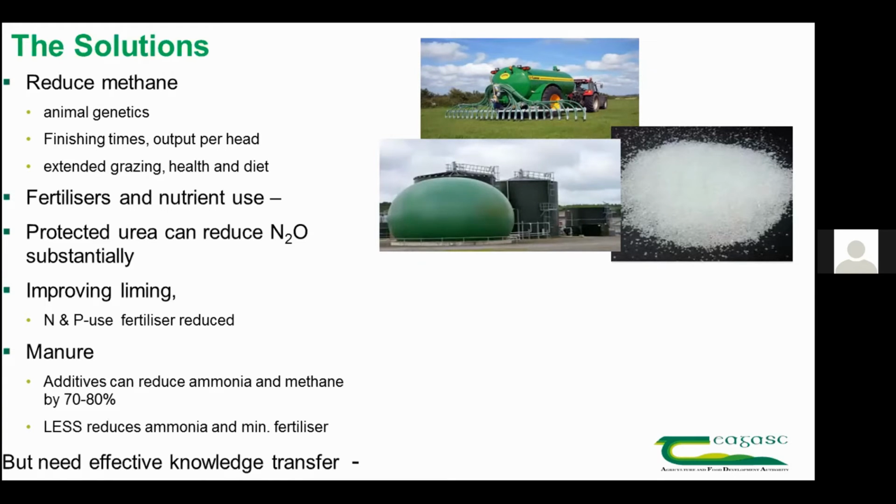And that was mainly around things like animal genetics, finishing times, optimizing output per head, extended grazing, improved animal health, and also some dietary changes. The second set of our strategies was around nitrogen and nutrient use.